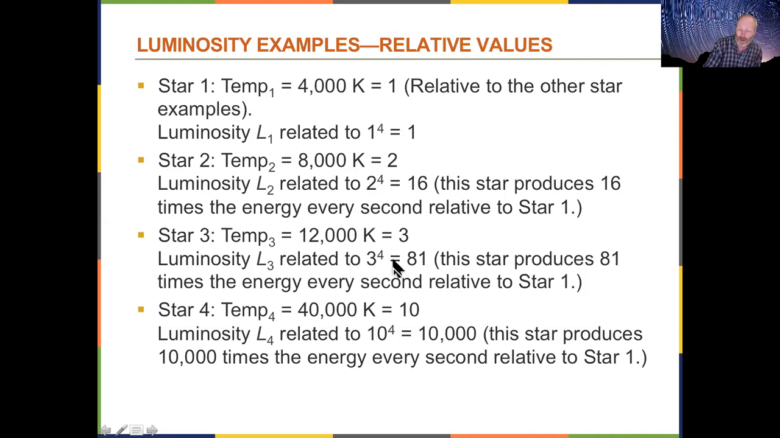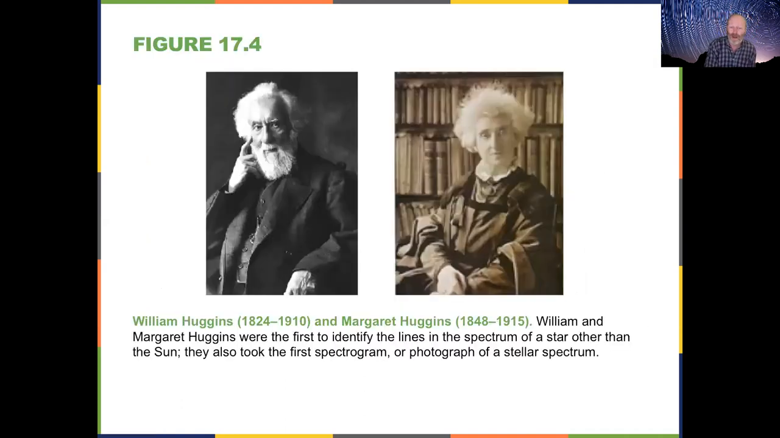If it's 3 times as hot on the surface, then the luminosity is going to be 81: 3 times 3 times 3 times 3, or 9 times 9 is 81 times the energy level. If it's 10 times hotter, then you're going to get 10,000 times the energy coming off of the star: 10 times 10 times 10 times 10, that's 4 zeros. So that's how the luminosity works in terms of relative values.